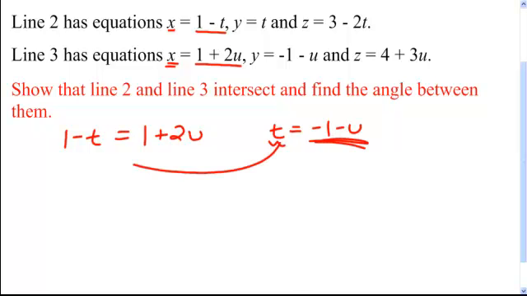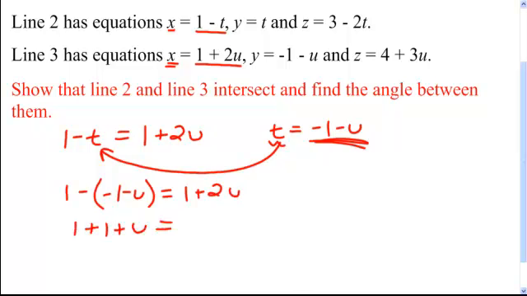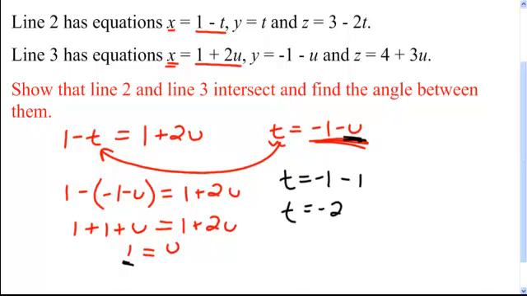Putting this in place here, I get 1 minus the quantity -1 minus u equals 1 plus 2u. 1 plus 1 plus u equals 1 plus 2u. Subtract the u over, subtract the 1 over. 1 equals u. Now that I have what u equals, I'm going to plug 1 in for my u value. So t therefore equals -1 minus 1. So t equals -2.